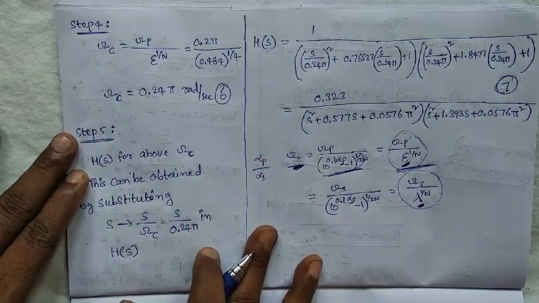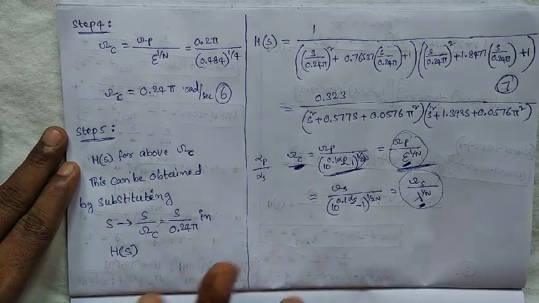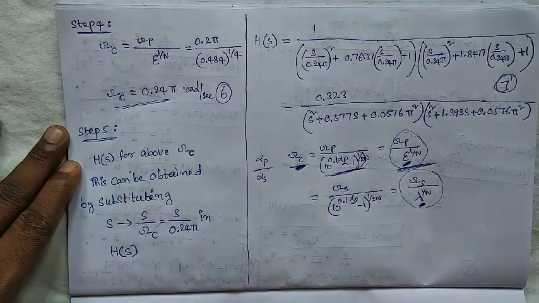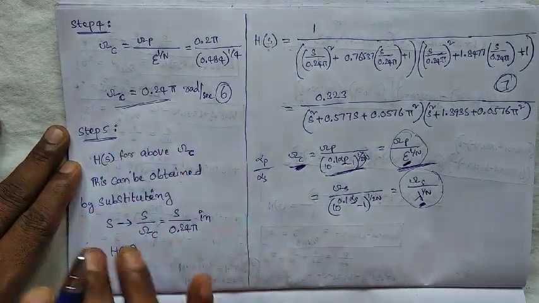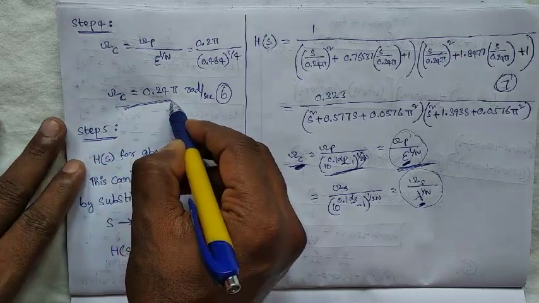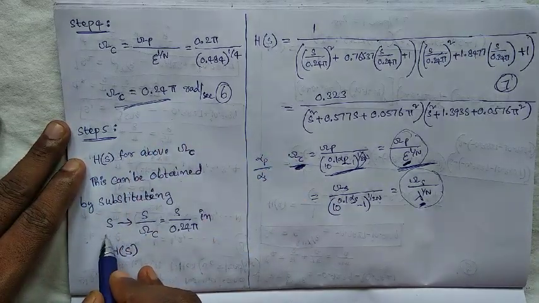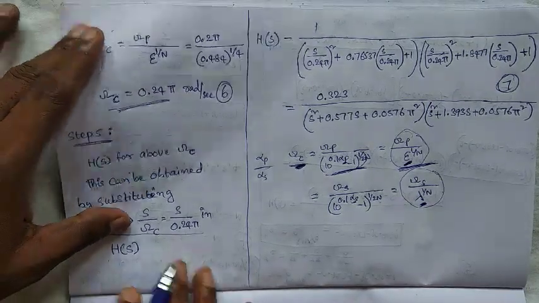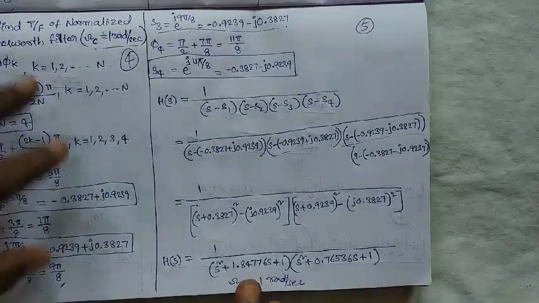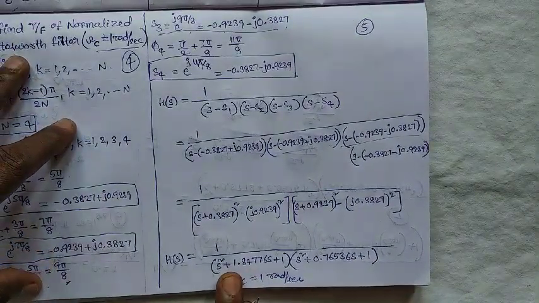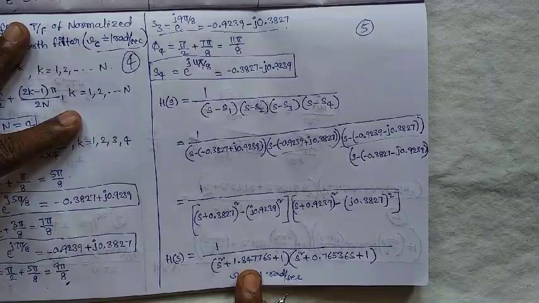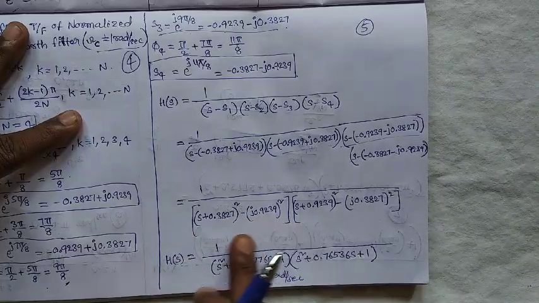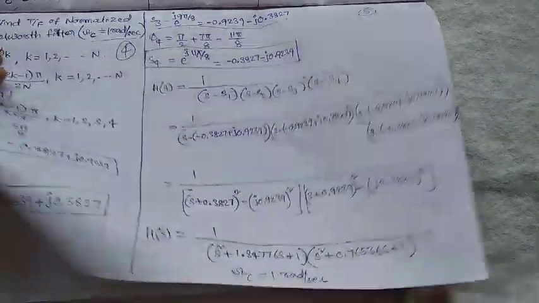In the next step, we are determining H of S for the above cutoff frequency. How to obtain H of S for this cutoff frequency? Simply by substituting S by S by omega C in H of S. That means we are substituting S by S by 0.24 pi in the transfer function of the normalized cutoff frequency.